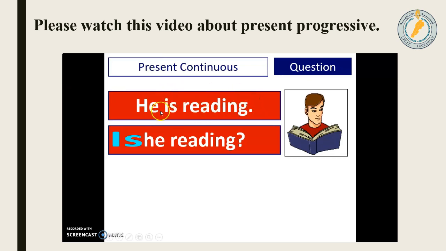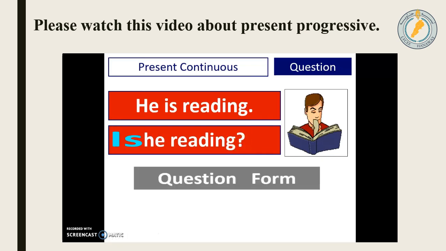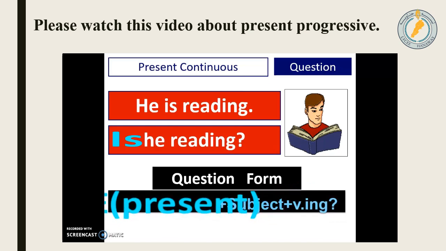So, as you can see, you see this present continuous verb. It is used to ask the question. I put is at the beginning. Then this is followed by the subject, which is he. Then I put the ing form, and at the end I add the question mark. So, this is the question form.